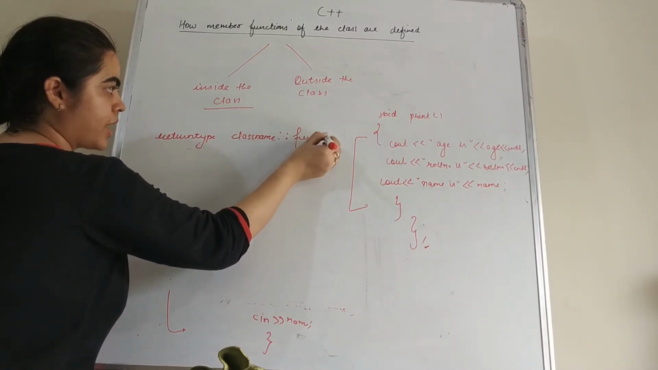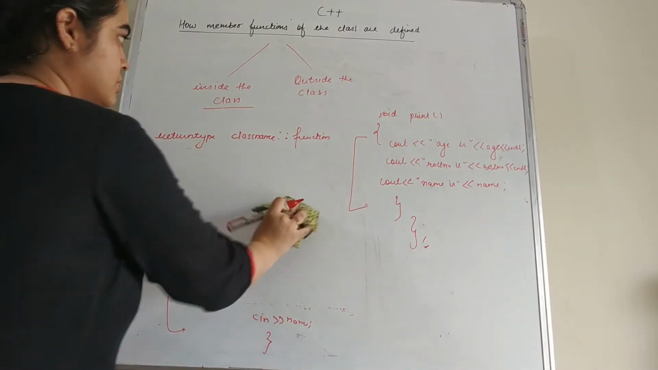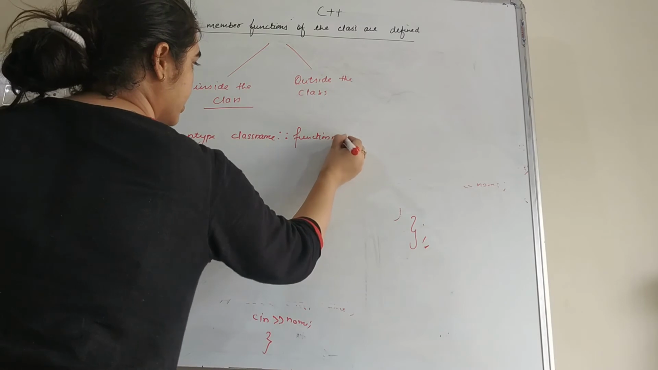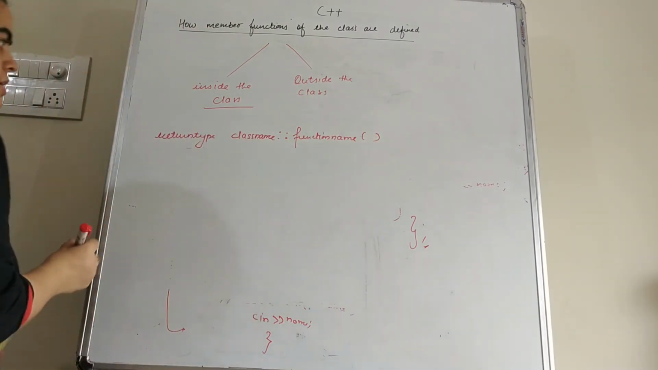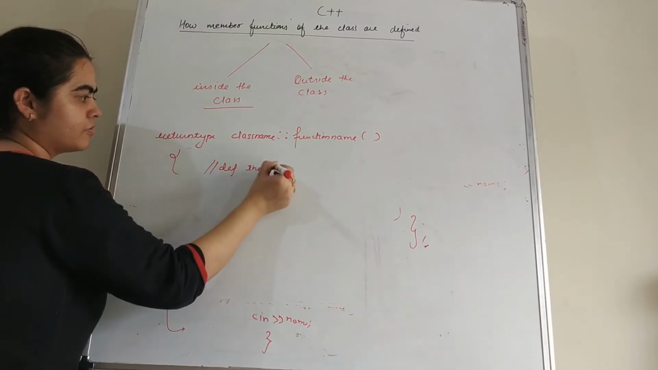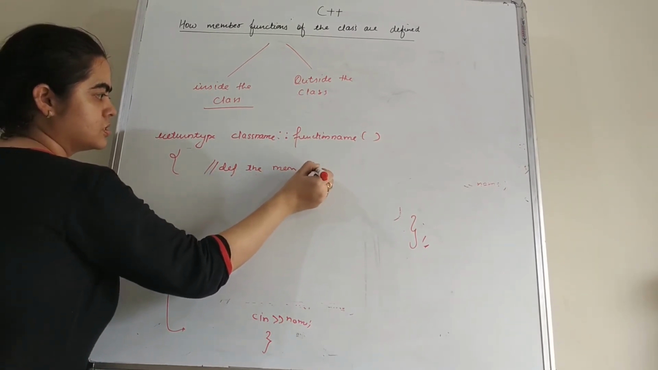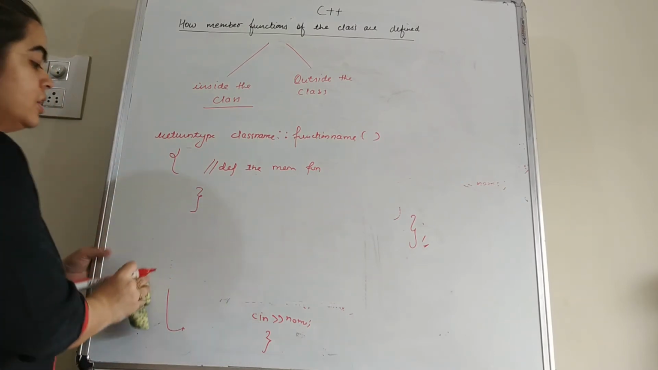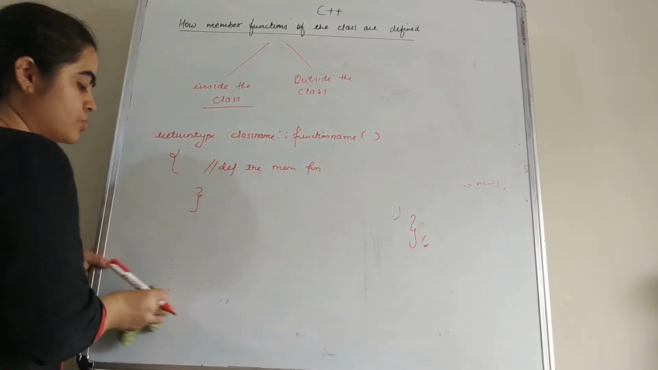Here we have to write the name of the function. So function name and function brackets, and here we can define the member function, and this is closed. So this is how we can define the member functions outside the class.